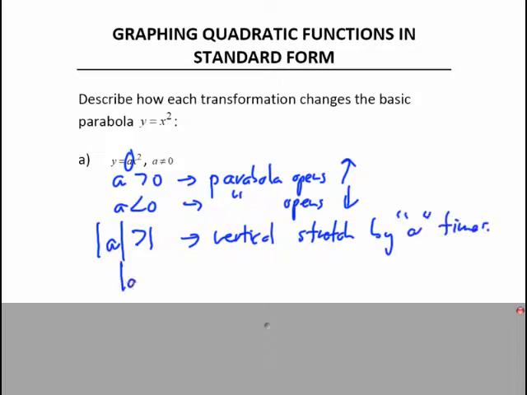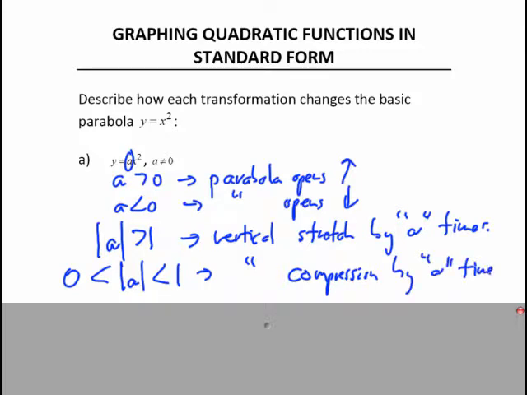If the value of a is less than 1, but bigger than 0, it can't be 0, otherwise it reduces to a linear function, we get a vertical compression by a times. Okay, so multiplying the function by a constant a changes whether it opens up or down, and it changes the wideness or skinniness of the graph.